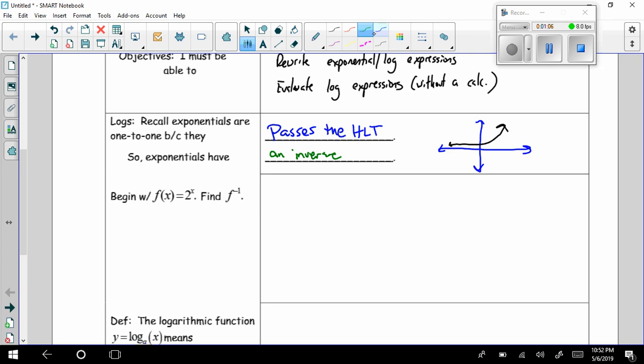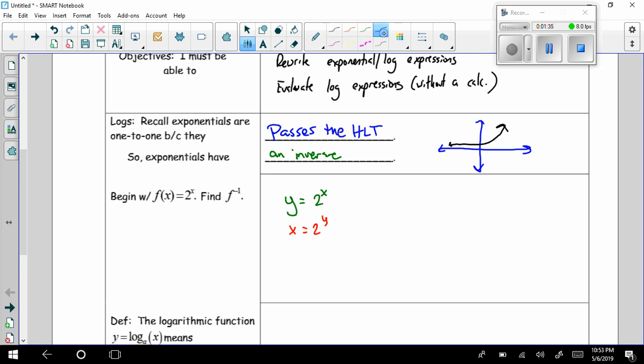And so we can find that inverse. Just like before, we're going to change this f of x statement to y equals 2 to the x, and then we're going to switch around the x and the y. Well, now to get y back by itself so that we can graph it, we don't have anywhere to go. So we can't divide by 2, we can't divide by x.